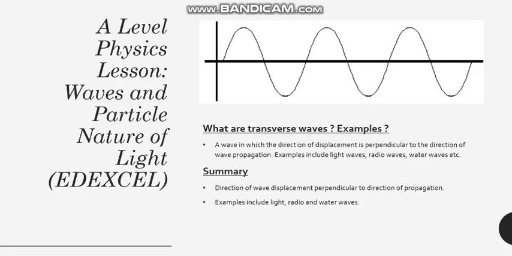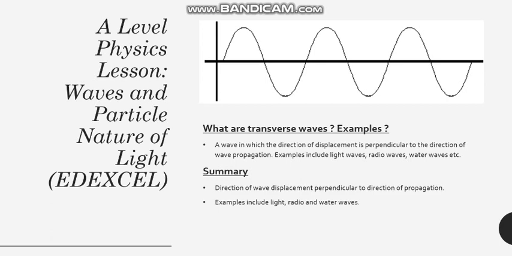Moving on, we now need to have a look at transverse waves. Well, what are transverse waves, and more importantly, are there any examples? A transverse wave is a wave in which the direction of wave displacement is perpendicular to the direction of wave propagation, and examples can include light waves, radio waves, and water waves.